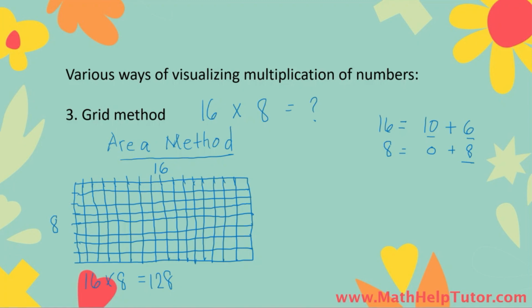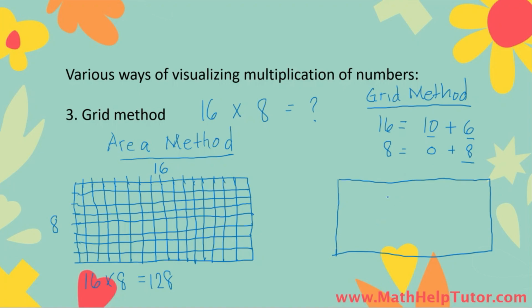After decomposing the numbers, we draw a rectangle with sides that have the length of the numbers that we are multiplying. So let me just draw a rectangle similar to the one that we used in the area method. By the way, this is the grid method now that we are doing. So the length of this side is 16 and the length of this side is 8. And we know that 16 is equivalent to 10 plus 6 when decomposed. So let's go ahead and change that to 10 plus 6.